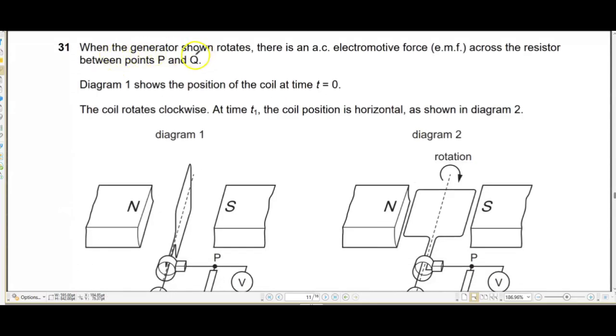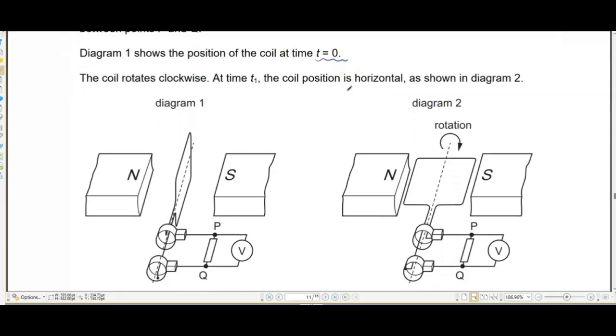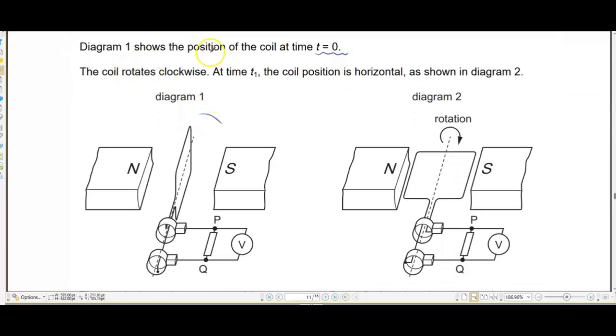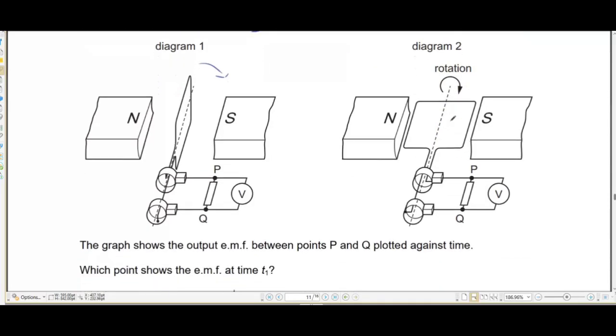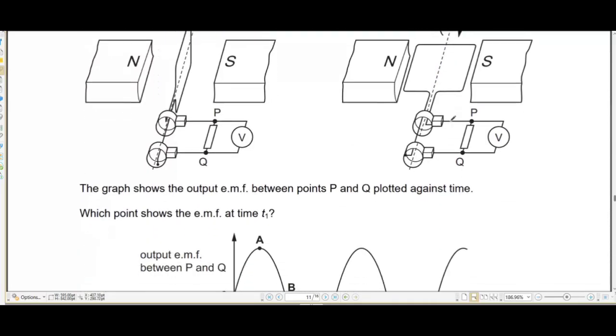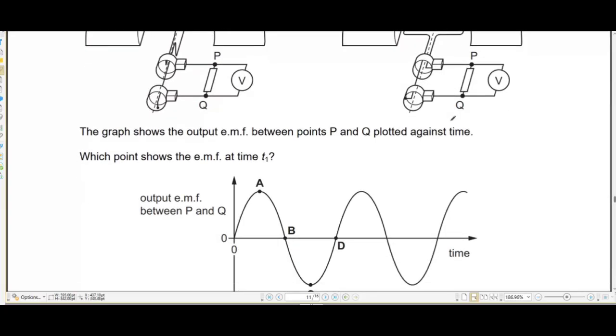When the generator shown rotates, there is an AC electromotive force across the resistors between points P and Q. The diagram shows the position of the coil at time t equals 0. The coil rotates clockwise, in this direction. At time t1, the coil is positioned horizontal as shown in diagram 2. The graph shows the output EMF between points P and Q plotted against time. Which point shows the EMF at time t1?